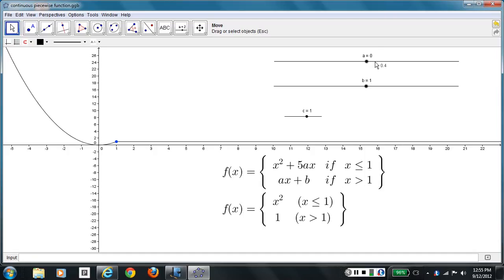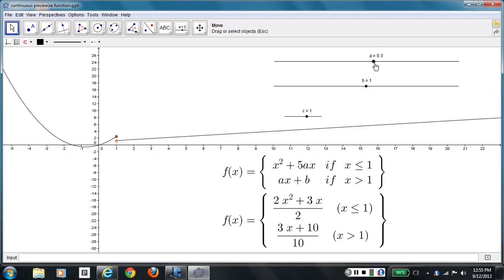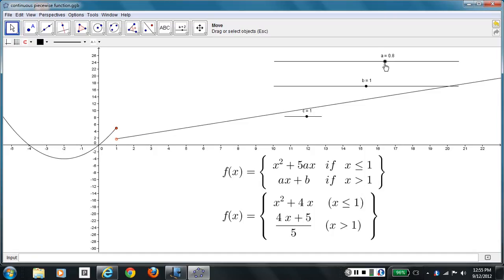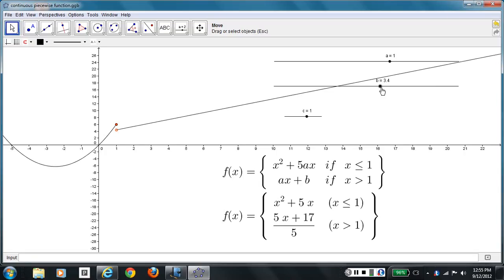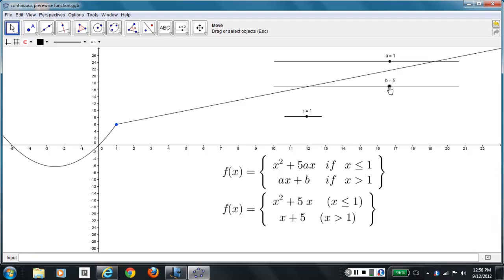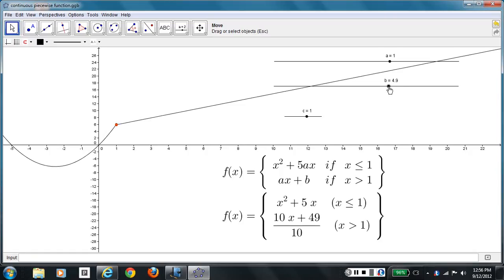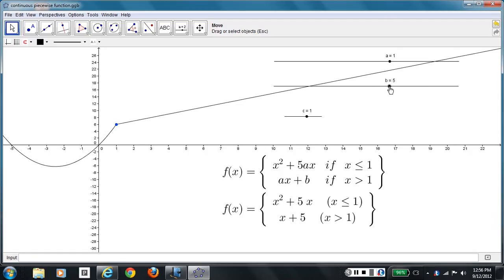What if a equals 1? If a equals 1, what would b have to be in order to make it continuous? 5. 4 times 1 is 4, plus 1 is 5, so b needs to be 5. There we go, b equals 5. That makes it continuous. And maybe one more.